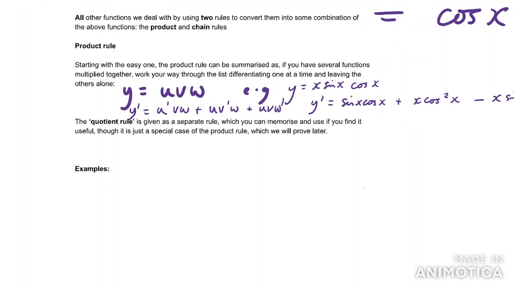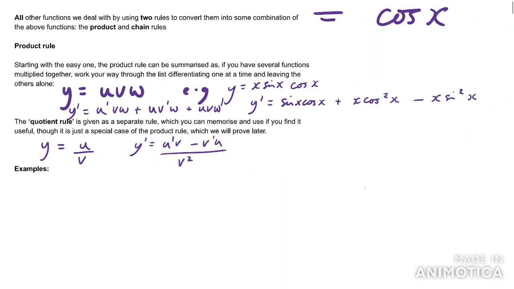Now, you'll often be given this third rule called the quotient rule, which is given by this, u over v. And this is technically just a special case of the chain rule, which we'll prove later. But if you want to memorize this, it can be helpful as a shortcut. So if y is u over v, then y dash is equal to u dash v minus v dash u over v squared. So write that out. Now that may look more complicated than it is.